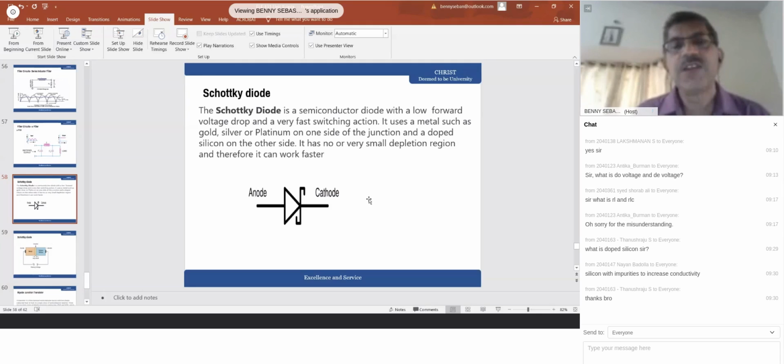I'm not deviating. I have just given this part for the completion of the syllabus. It can work faster because there is no or very small depletion region, and there is no reverse recovery time over there. No time is wasted during the negative half cycle, because it can conduct faster. So I ask you to get a little more information regarding the Schottky diode.